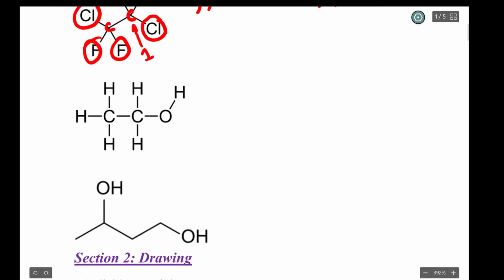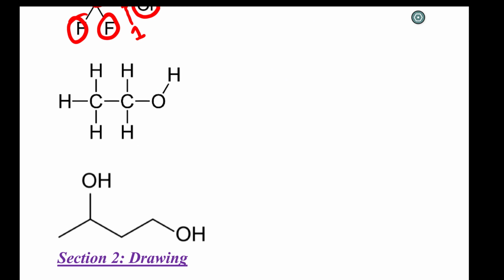Okay, looking at the alcohols, I have two here. And again, what I've done on purpose is I've picked one line diagram, and I've also picked one structural diagram. And another thing I did was I picked an alcohol with only 2 carbons. So this one here, because it has 2 carbons, is called ethane. Okay, so it's an ethane, but with an alcohol group.